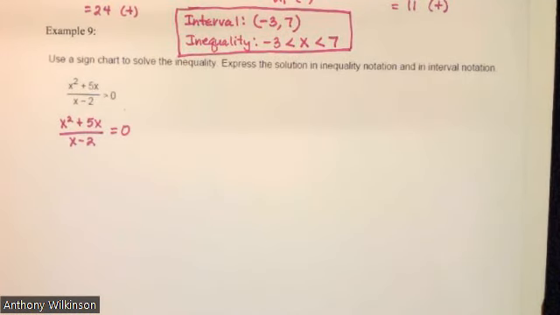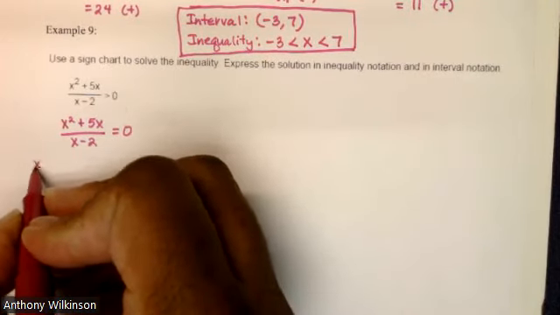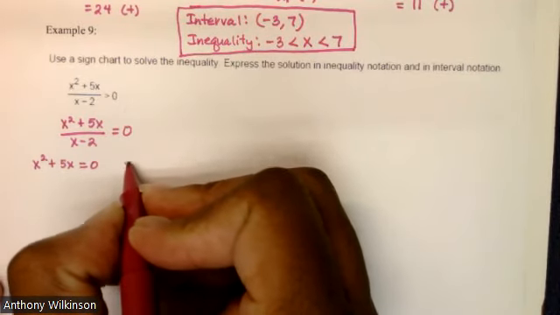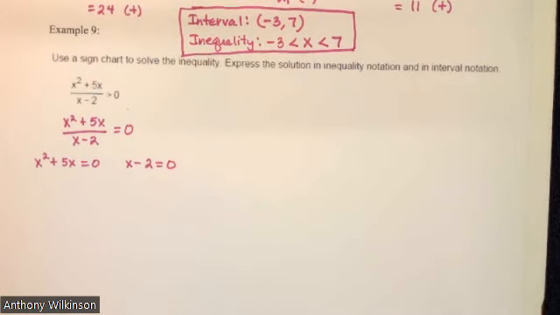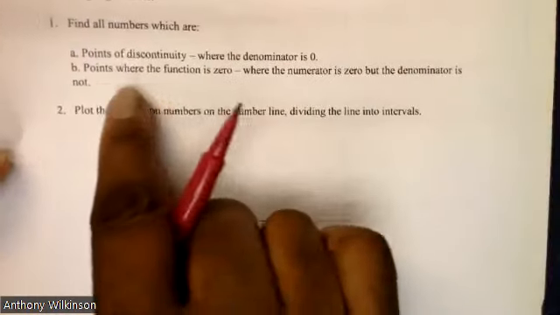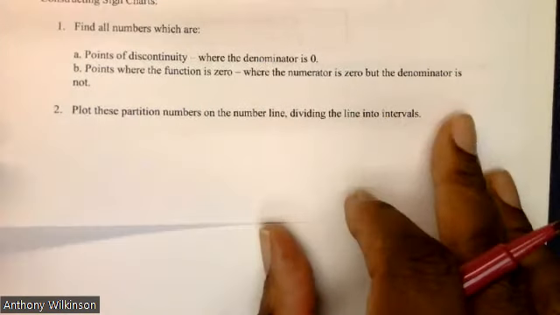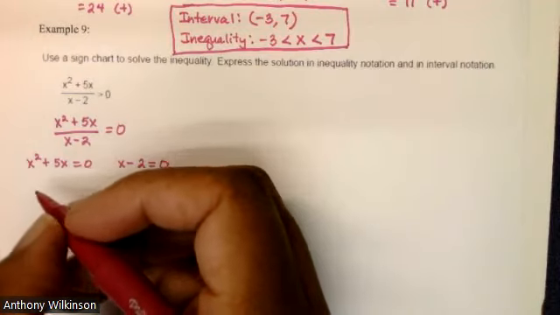But since we have a rational function in it, as we do in this case, what we need to do here is set the numerator of x squared plus 5x equal to 0 and the denominator x minus 2 is equal to 0. Because if you have a rational function like this, you want to find the points where the function is 0, where the numerator is 0, but the denominator is not 0. So now we're going to solve each equation for x.